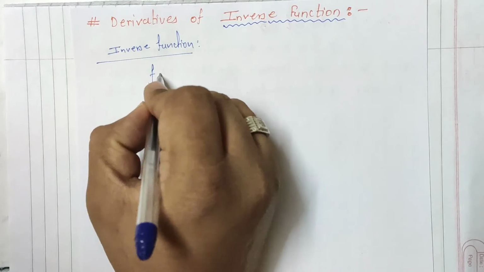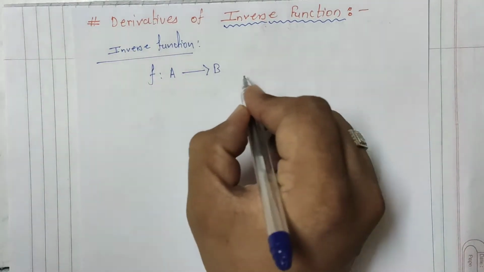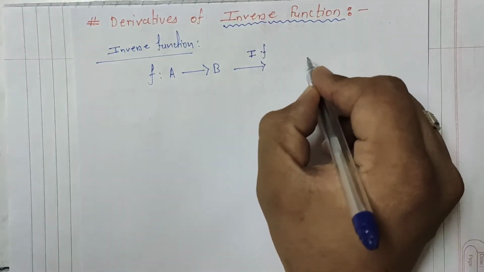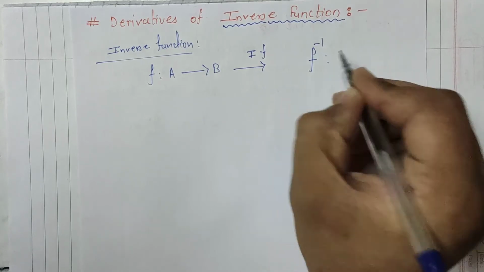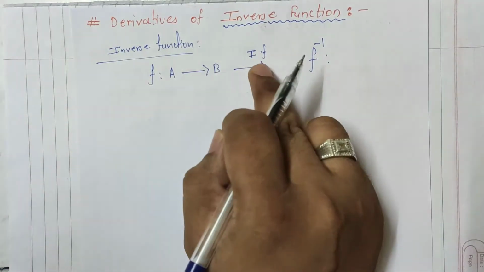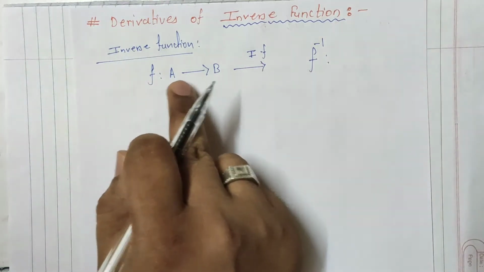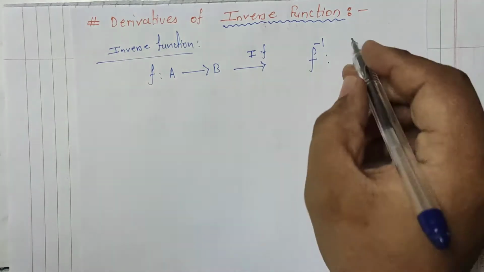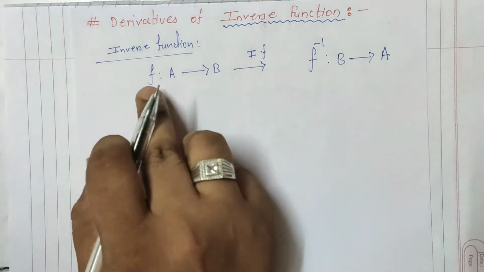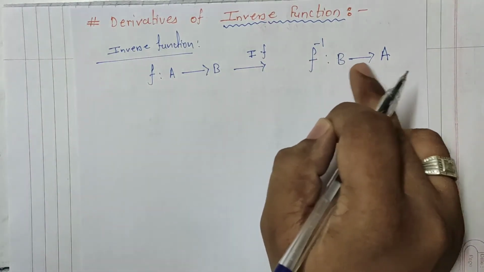Suppose f is a function from A to B, then its inverse function is denoted by f inverse. Inverse function just interchanges its domain and codomain. If f is a function from A to B, then its inverse function is denoted by f inverse from B to A.